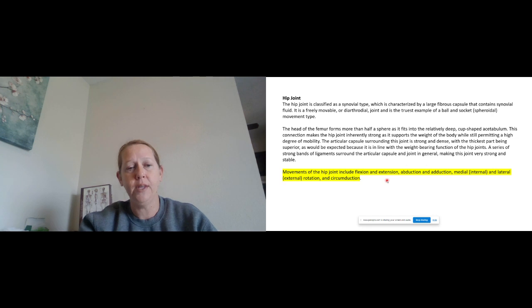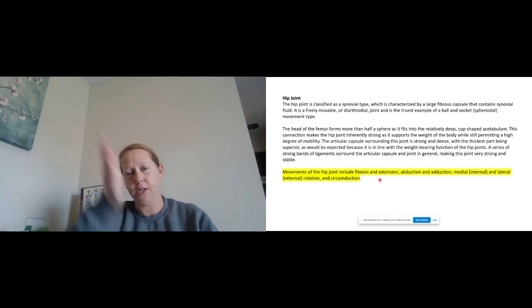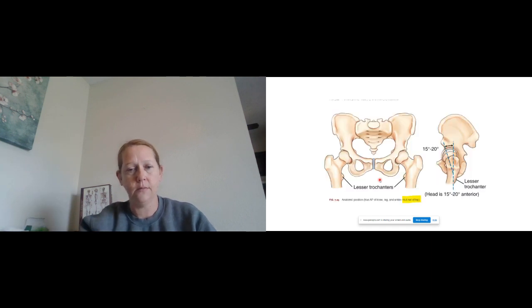So movements of the hip joint include flexion and extension, abduction and adduction, medial and lateral rotations, and circumduction. So here's a look at a pelvis. This is where your acetabulum is, right there in the bony part of the pelvis. This is the head of the femur.